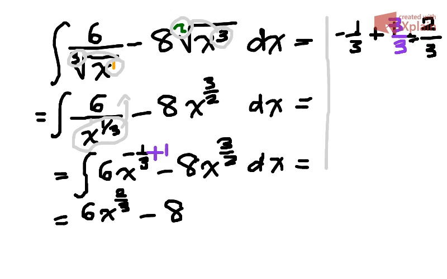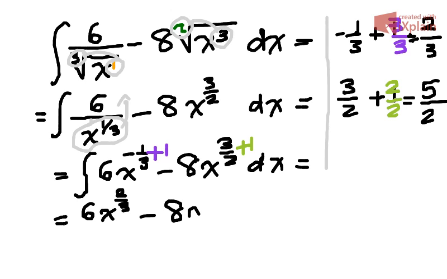Minus 8, copy the coefficient, and then add 1 again. So 3 halves plus 1. This time it's convenient that 1 is rewritten again as 2 over 2, so the bottoms are matching. So the final answer will be 2 on the bottom, 3 plus 2, 5 on the top. So x to the 5 over 2 plus the constant.